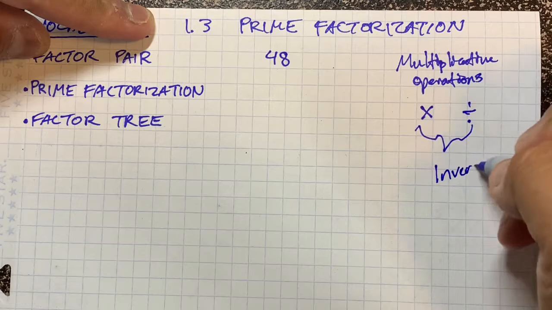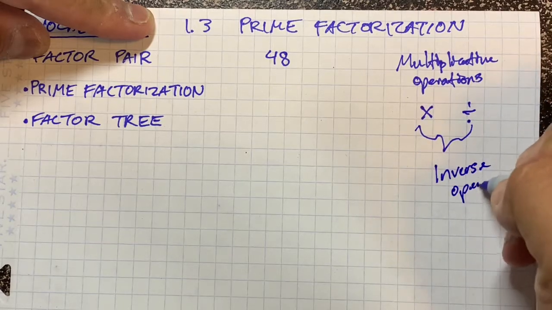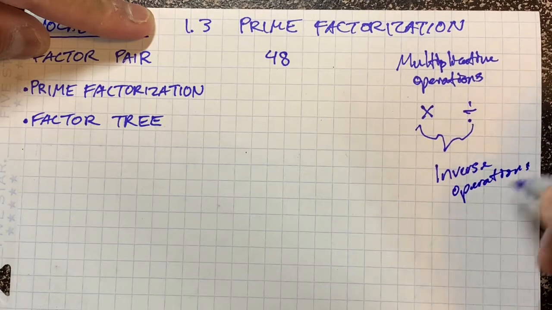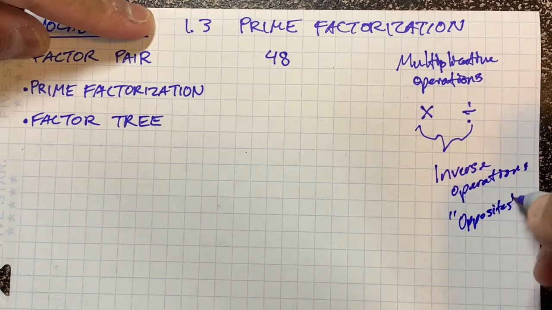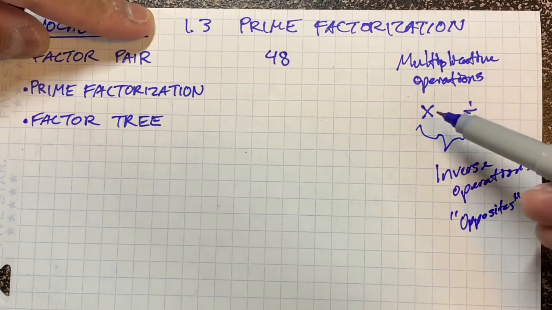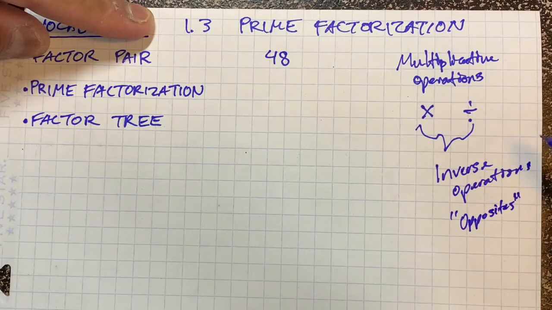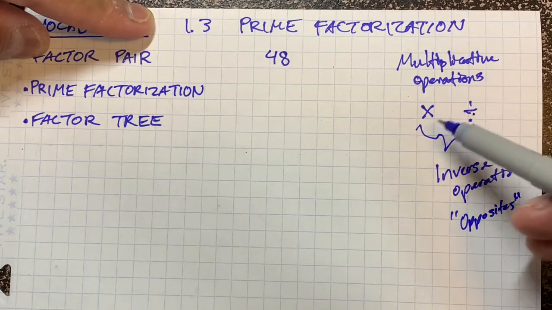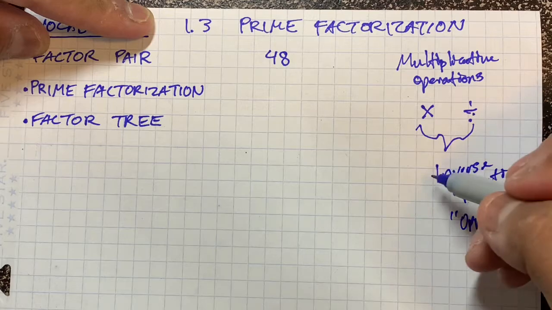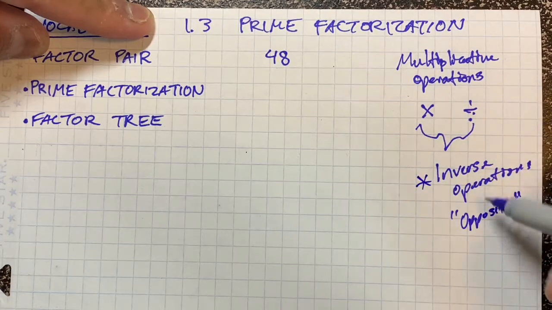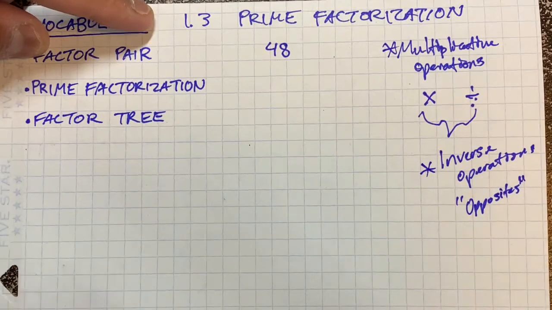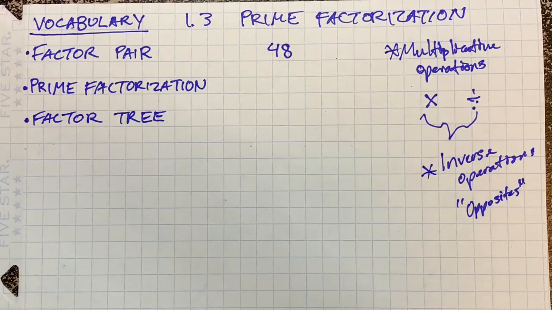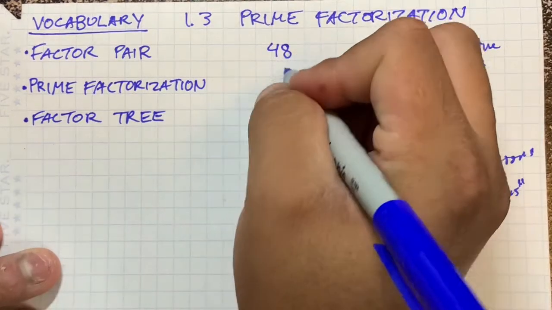So inverse operations. Think of, in other words, opposites. The opposite of multiplication is going to be division. The opposite of division is going to be multiplication. So they are also inverse operations, but they're also known as multiplicative operations. Okay, that being said, we're going to break 48 up using our factor tree.